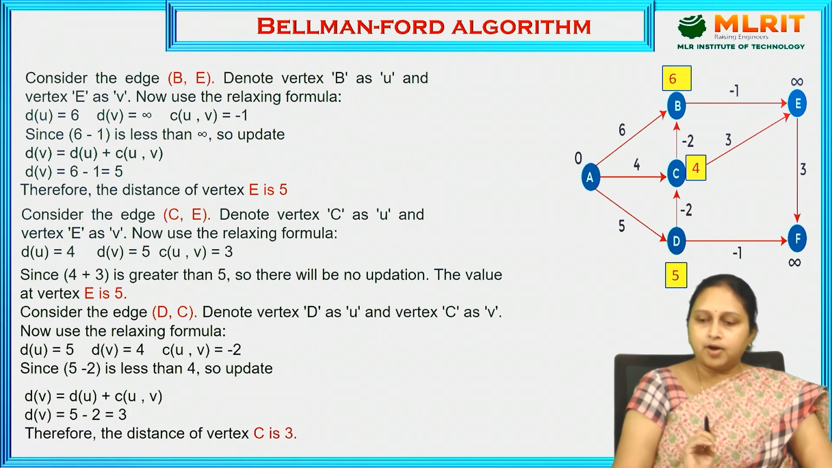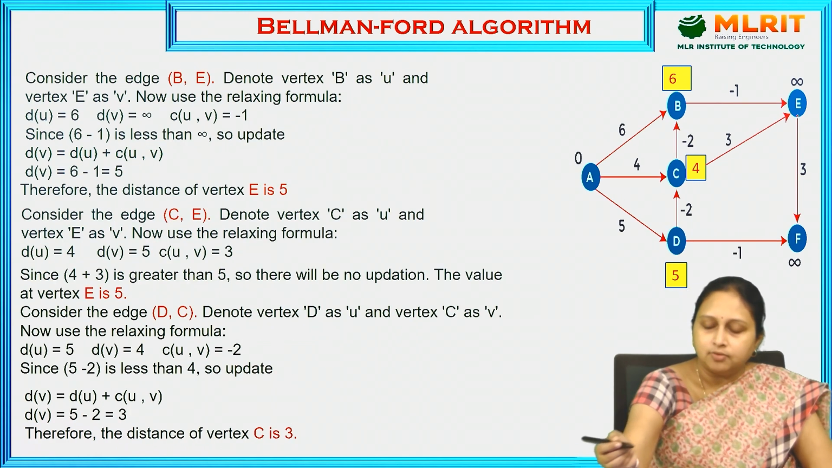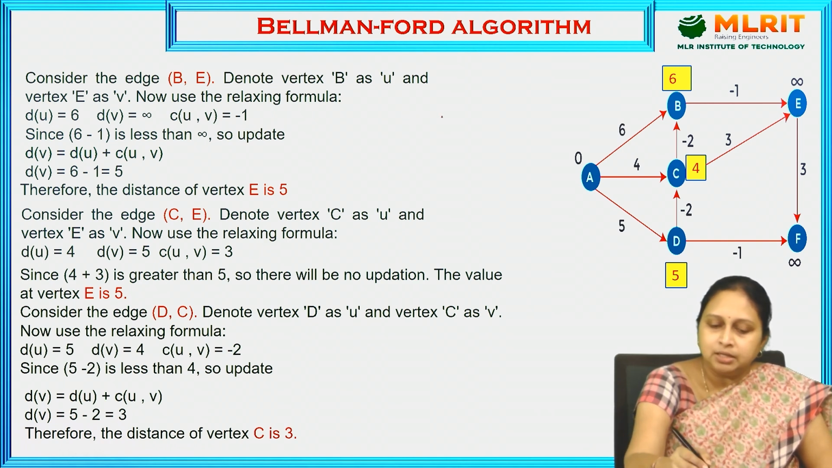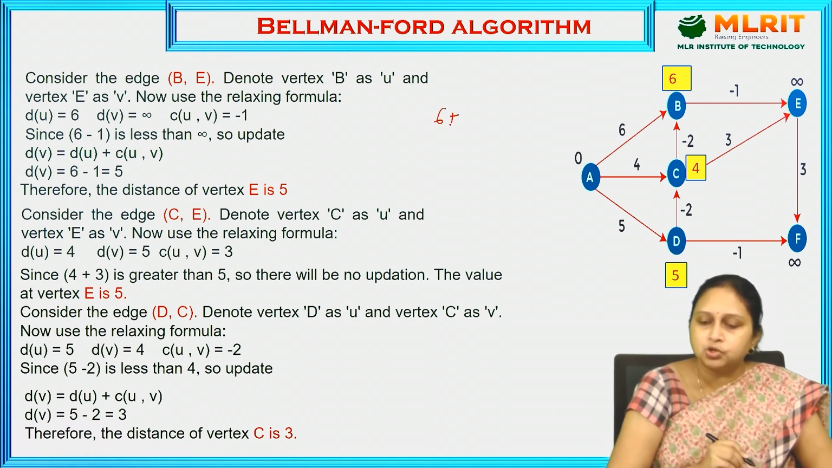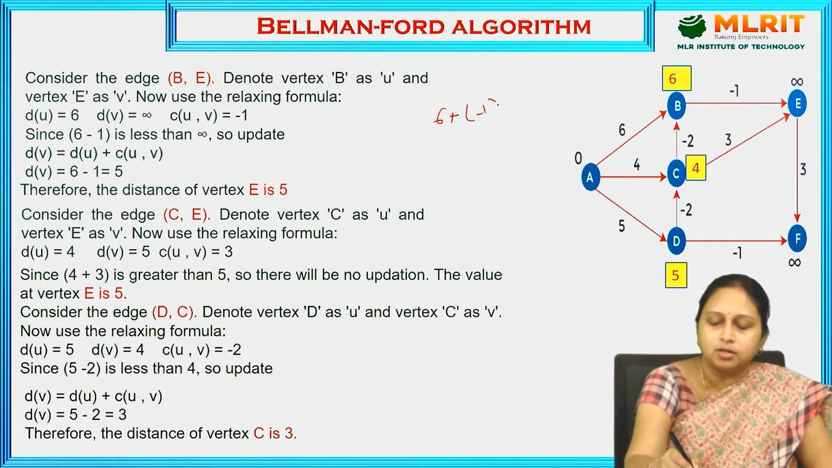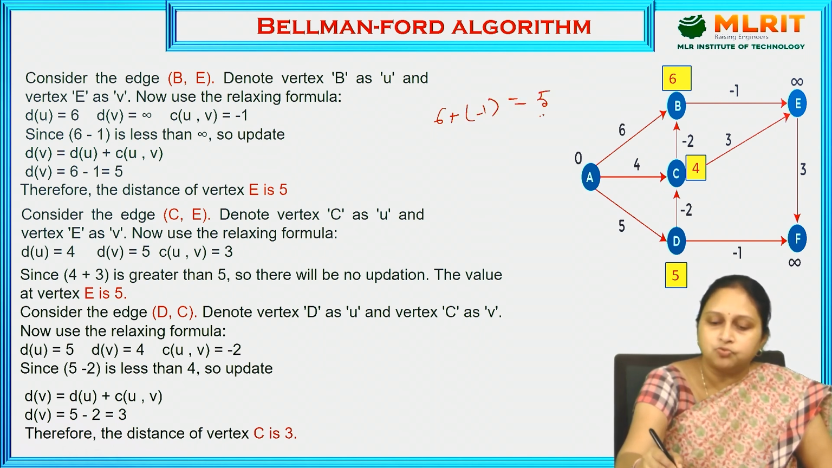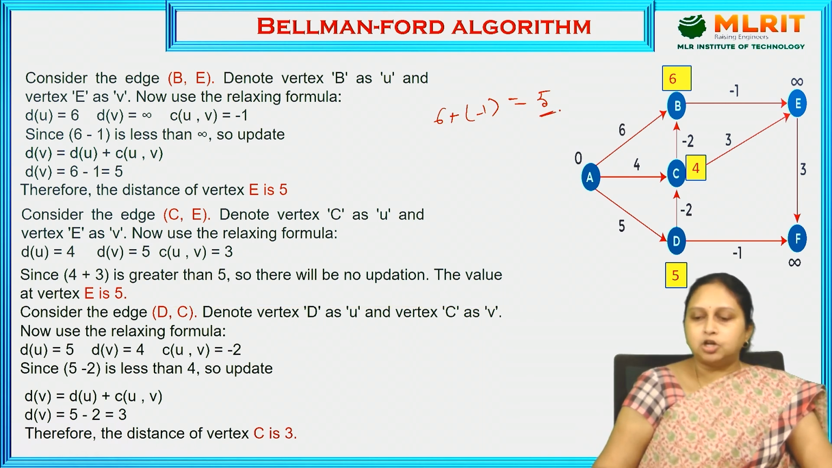Next, we are going to find it for B to E. What is the U value of B? B is 6, plus the cost of u comma v, which is minus 1. That is this one. Right? So we are going to get the value 5. Now, instead of infinity, we are going to replace that with 5.